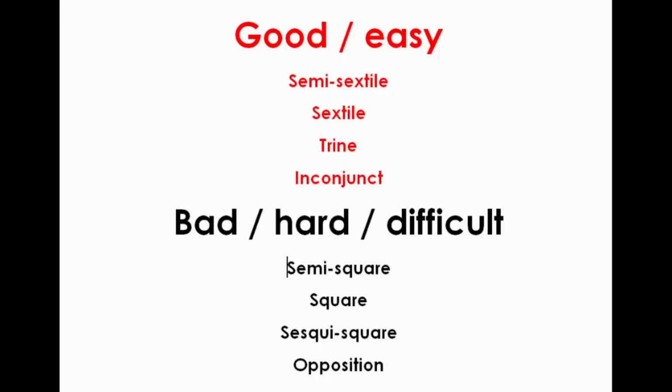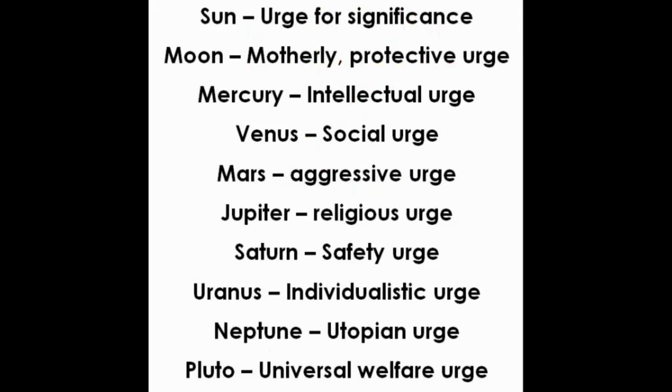Now, since the good and easy aspects bring nice things, I'm not going to worry about those, and you shouldn't either. I would like to focus on 2 of the hard aspects, which are the square and the opposition. And I would like to now explain to you how the Brotherhood of Light thinks of them.